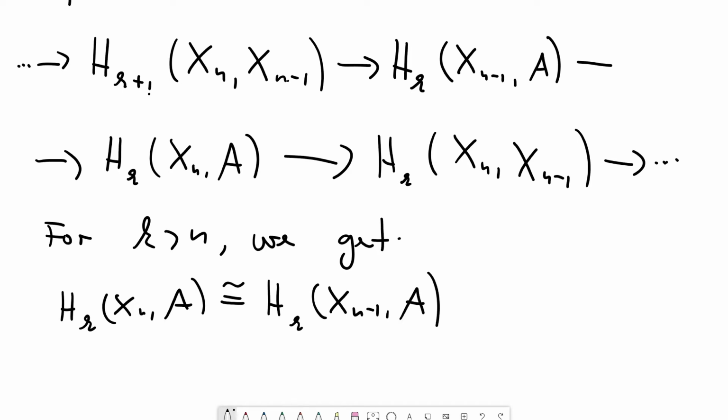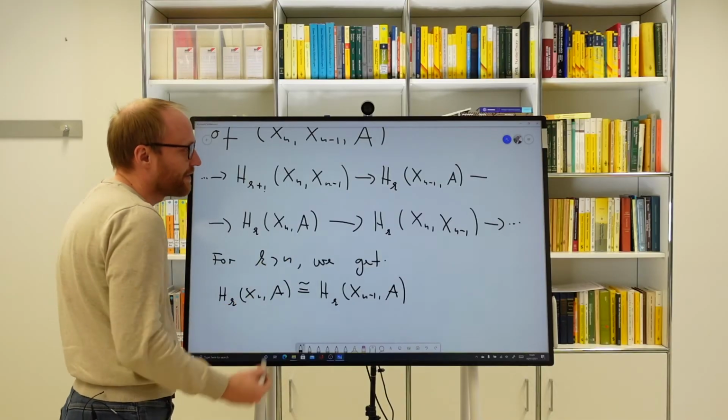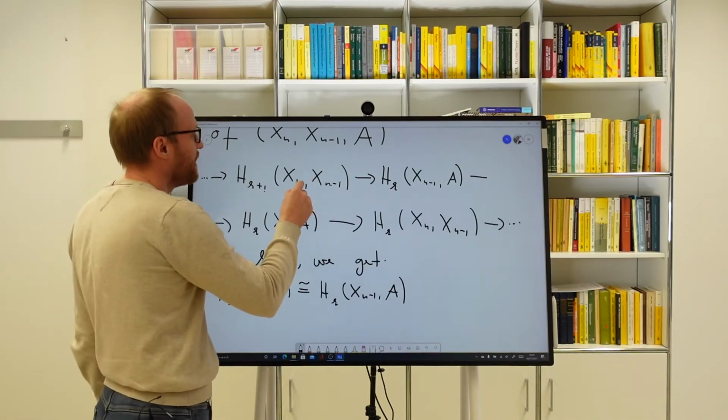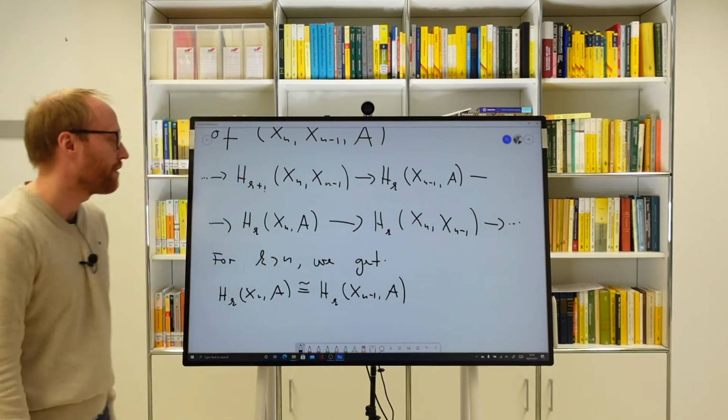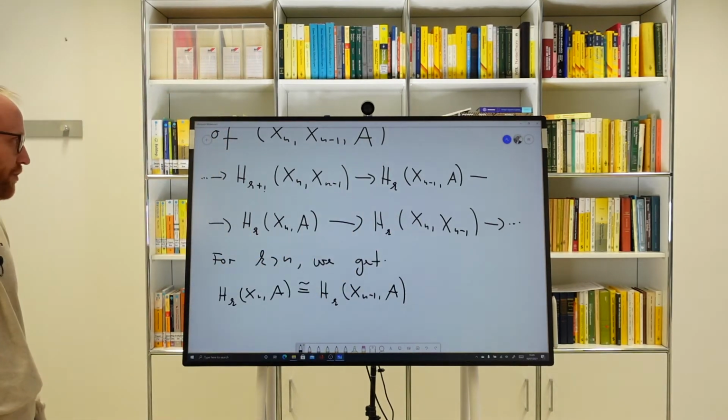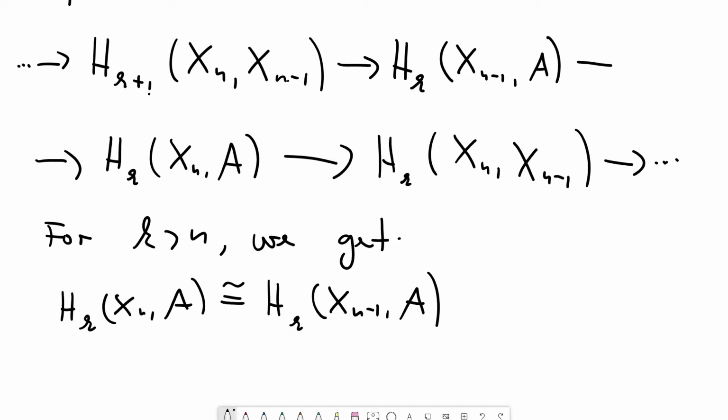But of course, if I make n even smaller, then I still have this condition satisfied here. So I still have these terms 0 if I consider the corresponding portion in the long exact sequence. So I get an isomorphism again, and I can make this n smaller and smaller step by step. And inductively, I then arrive in the end at the kth homology of, I can go as far as X_{-1}, A. All right?